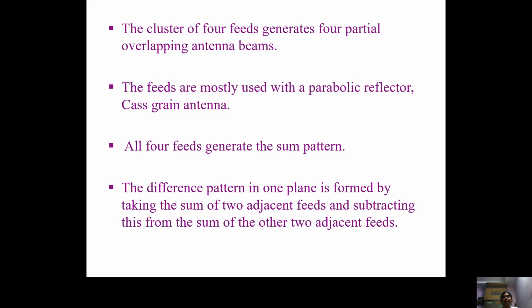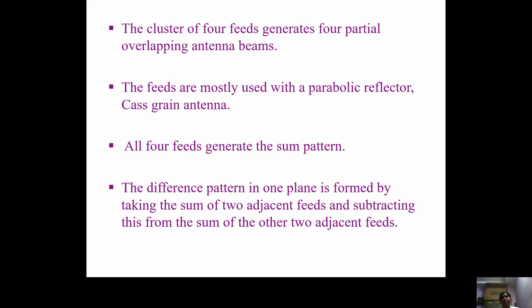So all those four feeds generate the sum pattern, and the difference pattern in one plane. Okay. So here we have two planes. One is for elevation angle difference and another for azimuth angle variation.